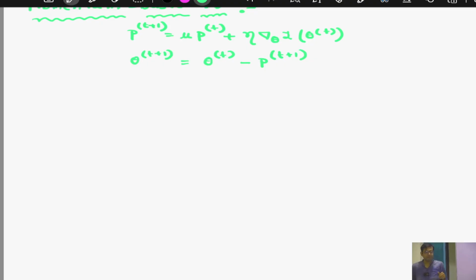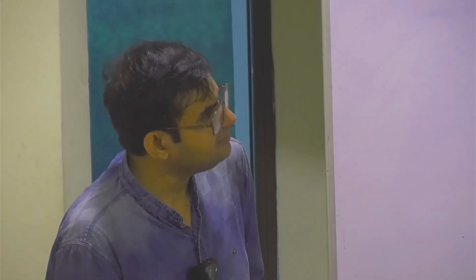Now what will happen if two consecutive gradient updates are in the same direction? What will happen in that case? Two consecutive gradient updates are in the same direction or similar kind of direction. P will take a larger value, right? Which means theta will take a larger step, which makes sense. Historically, if all the updates are in the same direction, you should take a larger step, right? That is what it is ensuring.